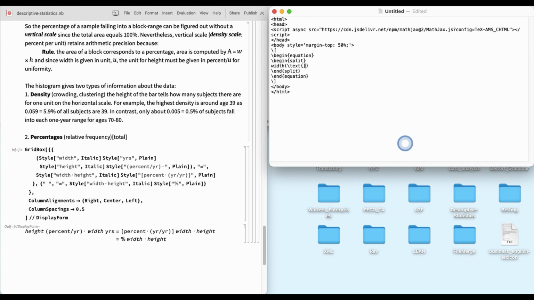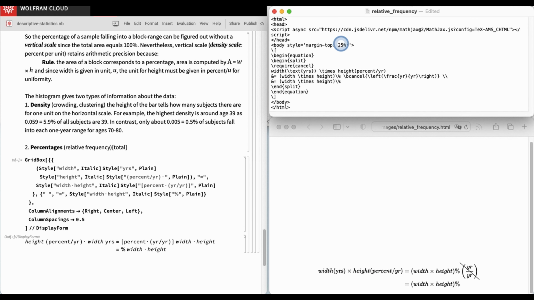So we have width, given in years, times height, given in percent per year, equals, and then we can parenthesize for the rules of arithmetic, width times height, percent, and the unit of year cancels out. And so we end up with width times height, percent, as the answer to the question, what percentage of people fall into a certain age range in a given histogram, such as the one described above. And we see that the units do in fact work out arithmetically.